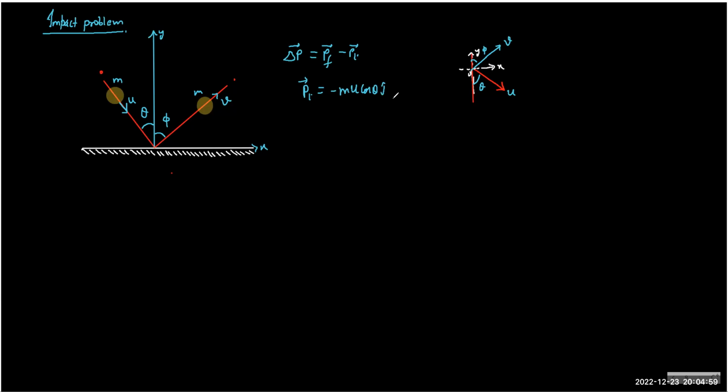That is one component. What is the other component? U sin theta I cap. M U sin theta I cap, right? Yes, that's correct. Now, what is P final? M U cos theta. Why U? It's a change, no? New symbol, V. So M V cos theta I cap.